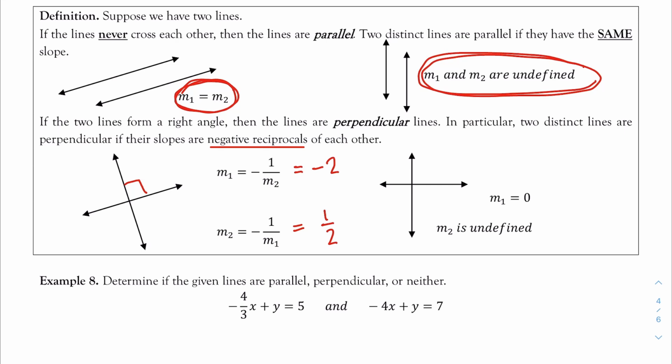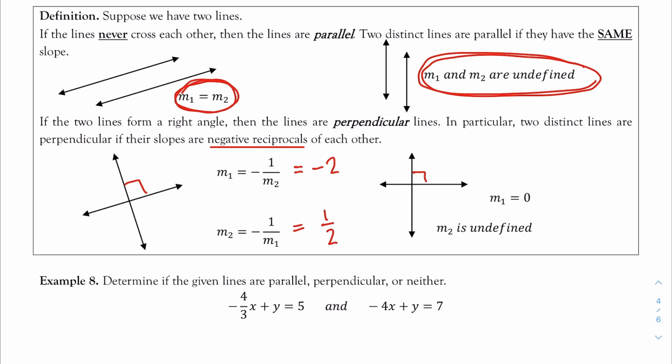And here I just have another picture where if the slope of one line is 0, then the perpendicular line must have a slope that is undefined. This is still a right angle as well. So we have the definitions of parallel and perpendicular. Let's go ahead and apply them.